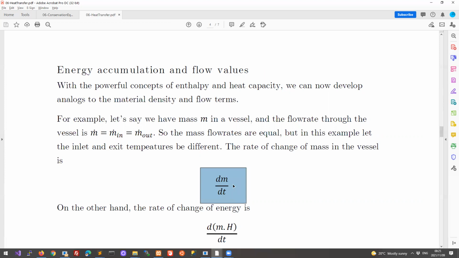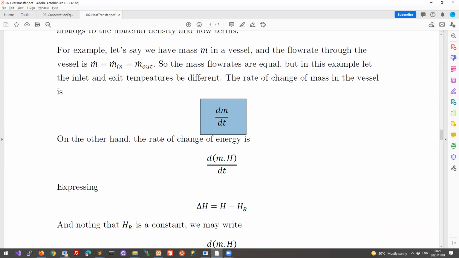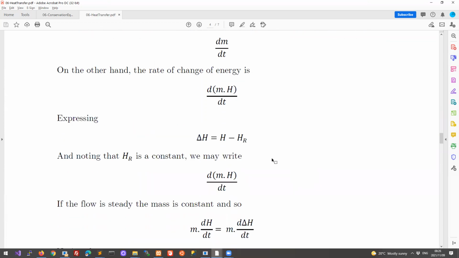So we are familiar with, in the material balance, we can write dm/dt or dC/dt. And if we are really interested not in the rate of change of mass, but in the rate of change of energy, and given that enthalpy is defined on a per mass basis, so this is energy per mass of substance, then if you just multiply the mass in the space by the enthalpy, then you get the total energy in the space. So we are, of course, interested in the rate of change of energy, d(mh)/dt. And of course, we have just explained that our change in enthalpy is the actual enthalpy of interest minus the reference enthalpy.